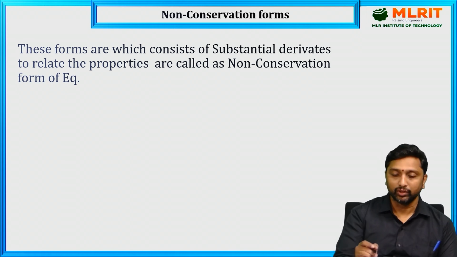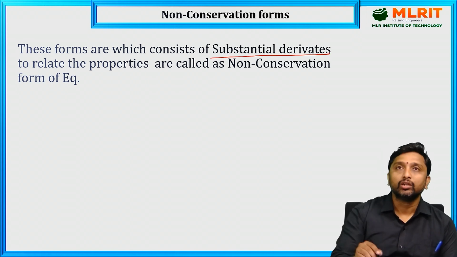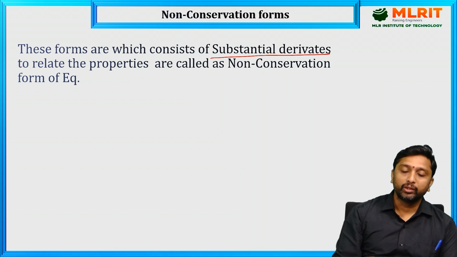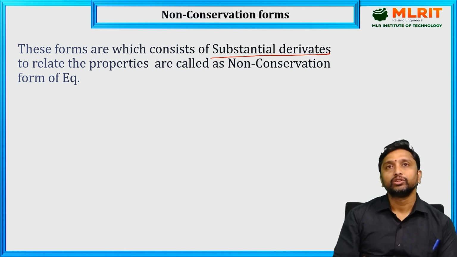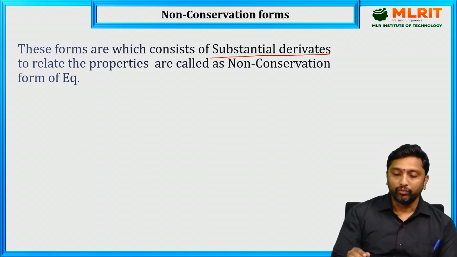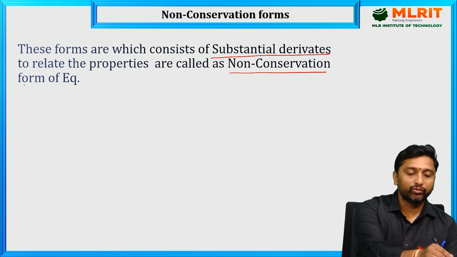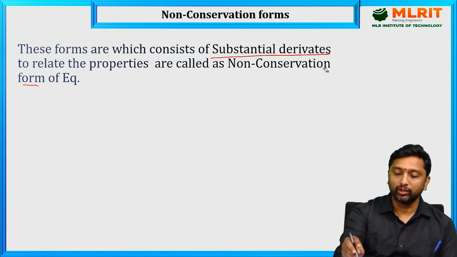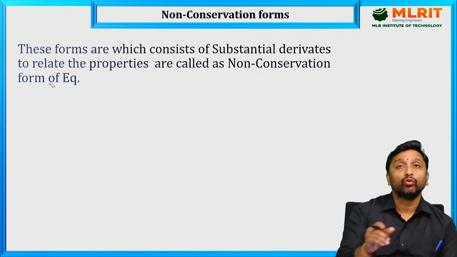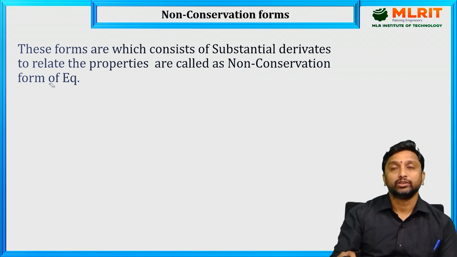Next, non-conservation form. These consist of substantial derivatives, and the control volume or the infinitesimal element, the fluid model, is assumed to move with the fluid. It is not stationary. Hence, we can say it is non-conservative form of equation. So these do not account for complete conservation of properties.